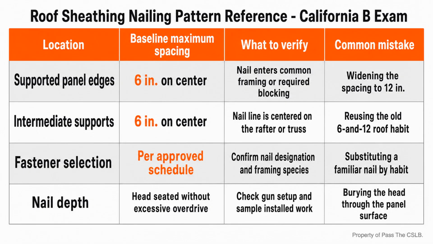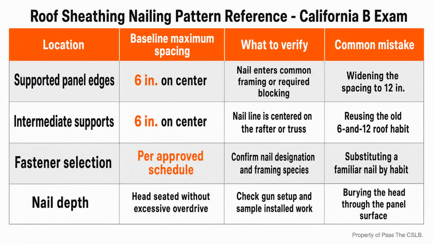The central idea I want you to hold is simple. Roof sheathing does not become a structural diaphragm merely because wood covers the roof. It becomes a diaphragm when the panels, framing, supported edges, and fasteners work together exactly as the approved design requires.